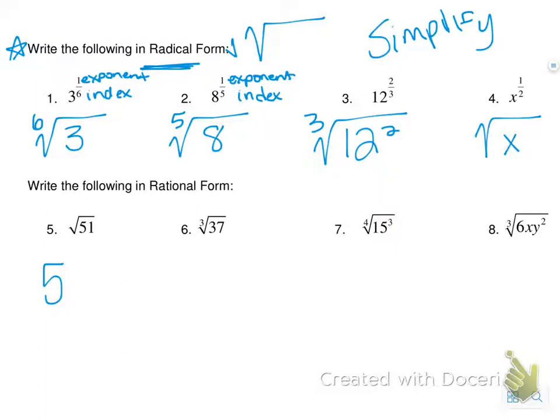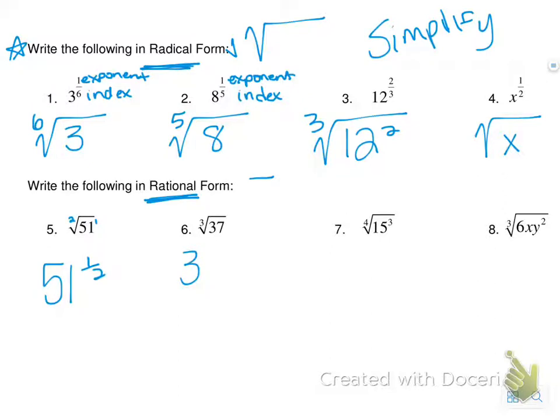Okay, so for the next one, we are going to write in rational form. So they have a radical, and so we're going to be writing a fraction. Now this first one, remember, if I don't have an exponent, what is it assumed to be? It's assumed to be a 1. If I don't have an index, what is it assumed to be? It's assumed to be a 2. Now, you'll never write those 1 and 2s. However, when you write this as a rational exponent, you will write the 1/2.